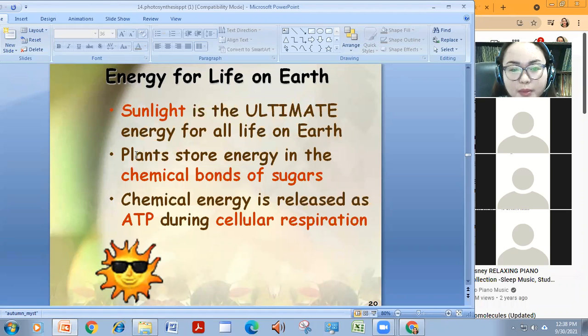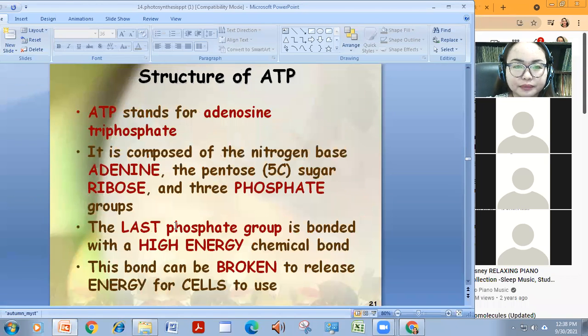No, even humans, we get energy from the sun through vitamin D, no? It activates us. And plants store energy in the chemical bonds of sugars, and chemical energy is released as adenosine triphosphate during cellular respiration. But we're going to talk more about cellular respiration.